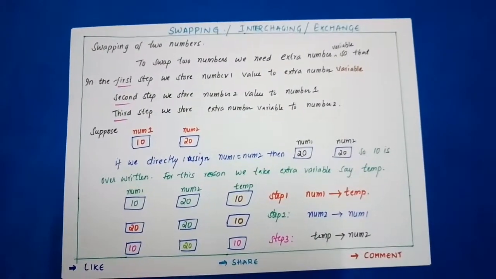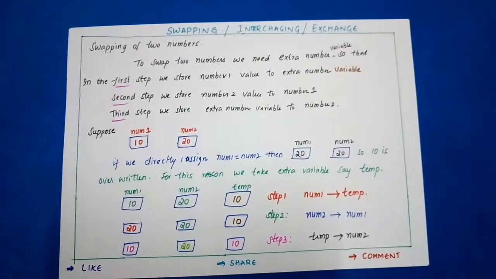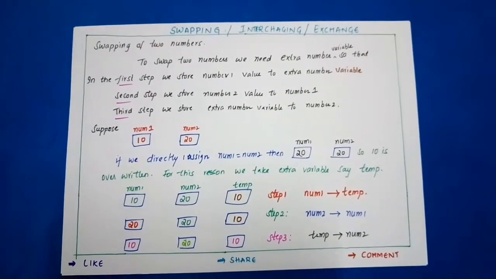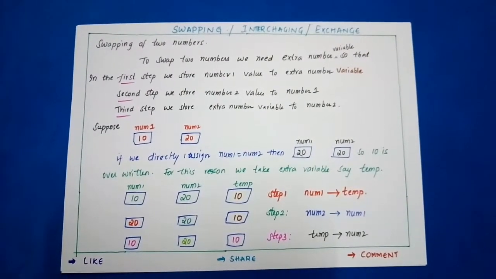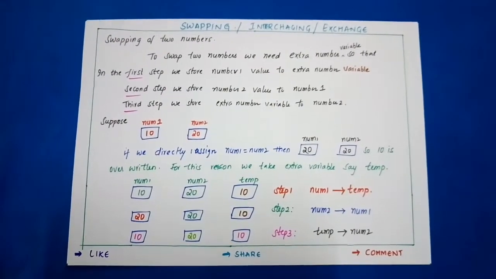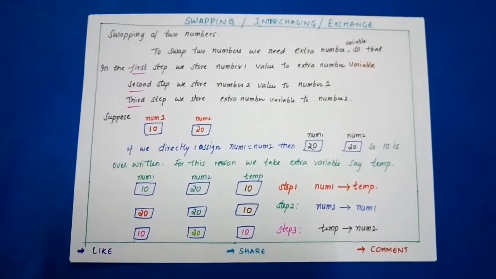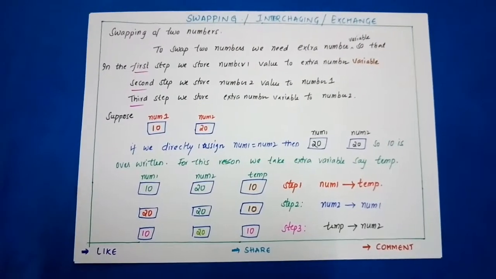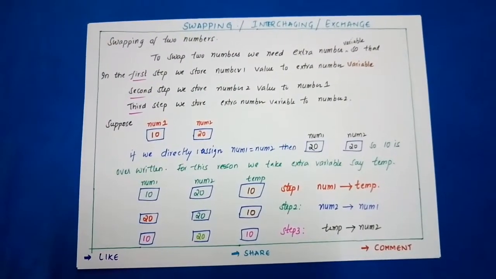Welcome back. Today we are discussing swapping of two numbers. So how to swap two numbers? When we directly assign one number to the other number, the first number will be overridden. For this reason, we take an extra variable in swapping of two numbers. Swapping, interchanging and exchanging are one and the same.